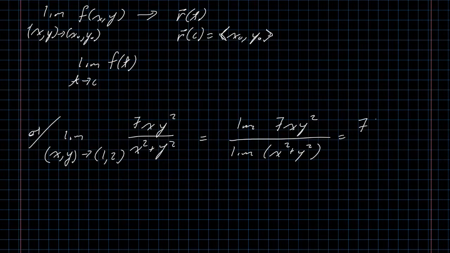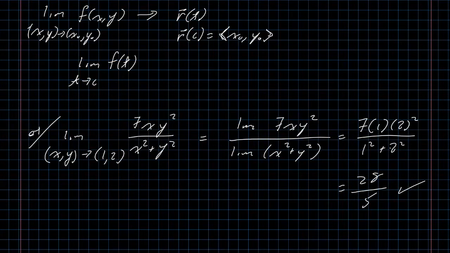So we plug in that x is equal to 1 and that y is equal to 2. And we get 7, 14, 28 over 5, which absolutely does exist. So in this case, we're good to go. We don't have to worry about anything else.